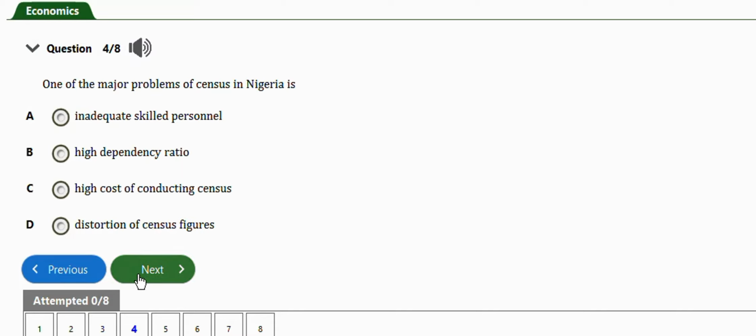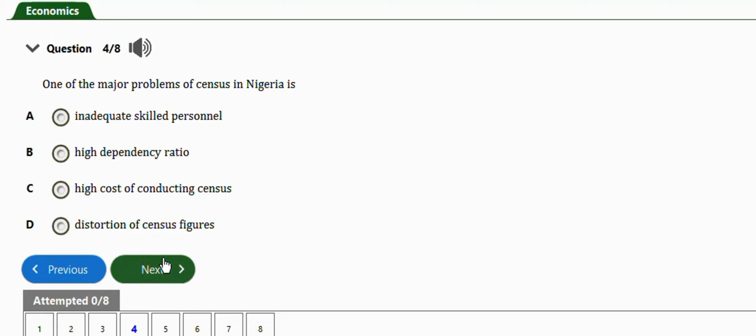Next question in this one, it says, one of the major problems of census in Nigeria is we have inadequate skilled personnel, high dependency ratio, high cost of conducting census, distortion of census figures. The right answer is distortion of census figures. Okay, so that's it for this question.